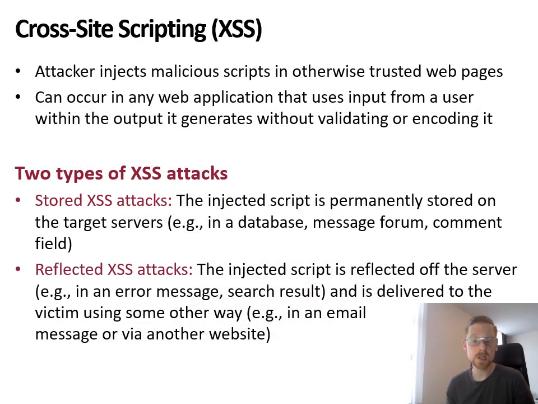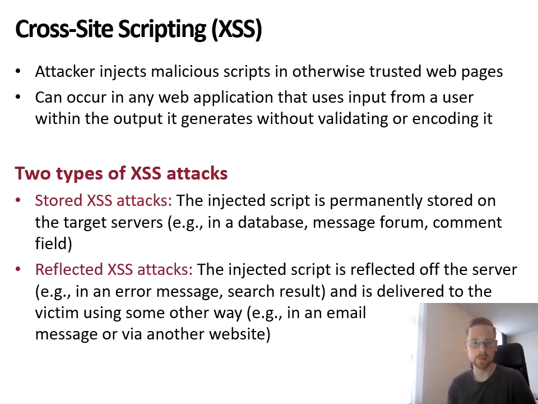The third and last type of vulnerability I would like to address is cross-site scripting, or XSS. In this type of vulnerability, the attacker will inject malicious scripts such as JavaScript in trusted web pages. It can occur in any web application that uses input from a user within the output it generates without validating or encoding it. This could, for example, be a guestbook or forum application.